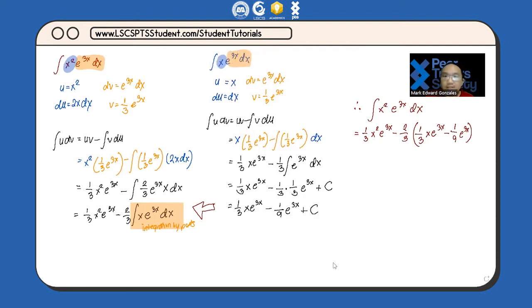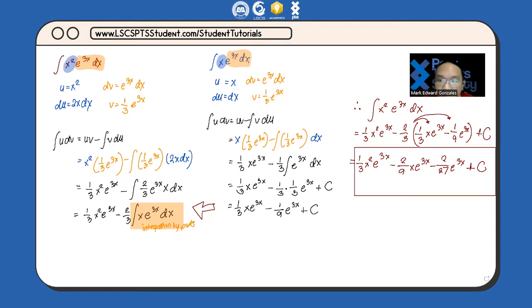Let's proceed. Let's continue. So 1/3 x squared e raised to 3x minus, distributive property, 2/9 x multiplied by e raised to 3x, distributive property, minus 2 over 27 e raised to 3x plus C. And this is our final answer for this problem.